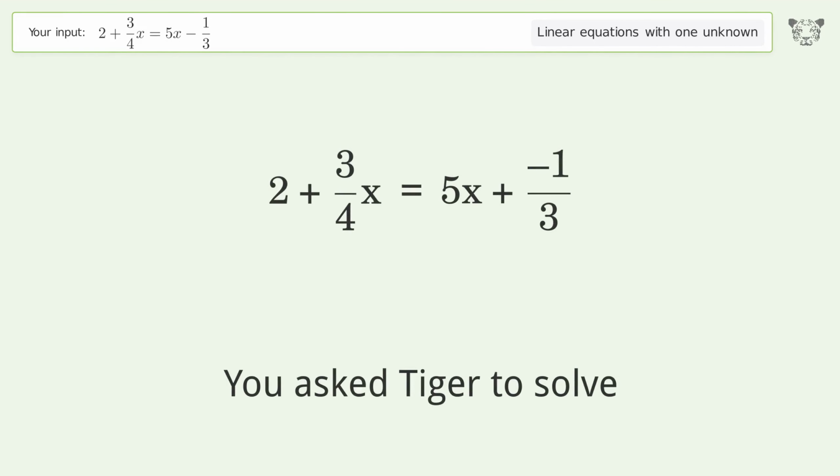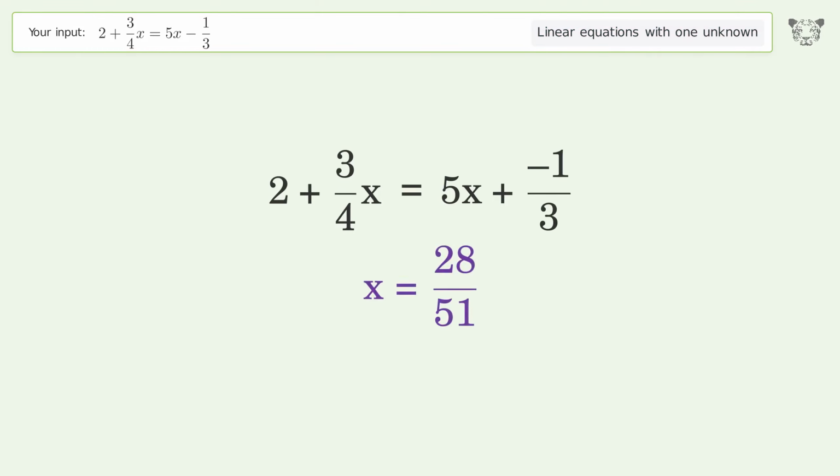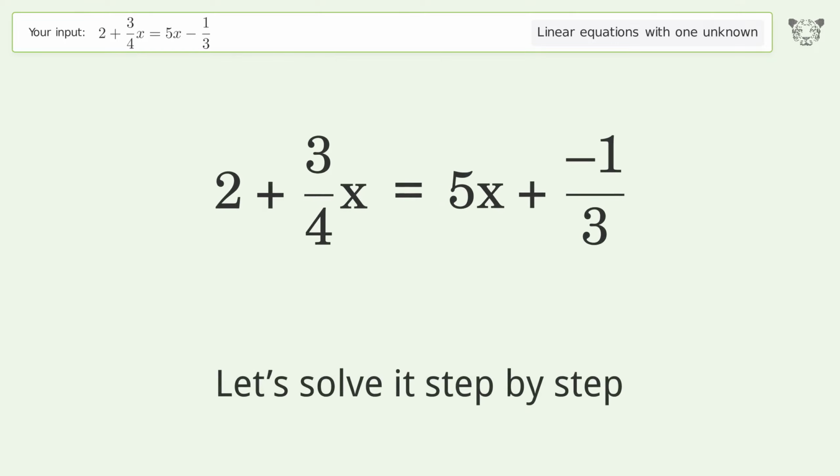You ask Tiger to solve. This deals with linear equations with one unknown. The final result is x equals 28/51. Let's solve it step by step.